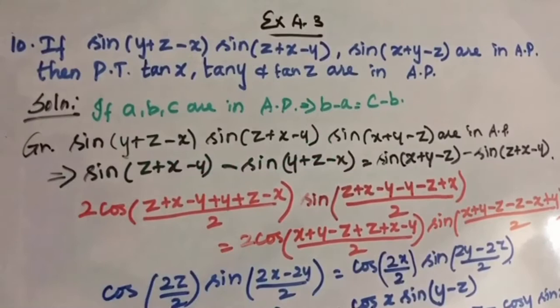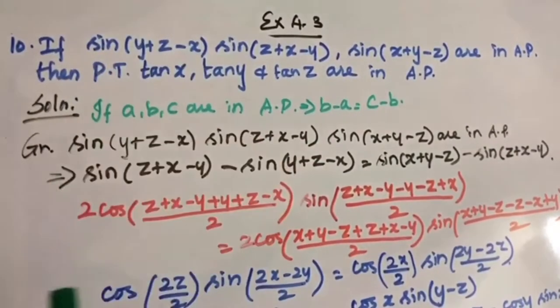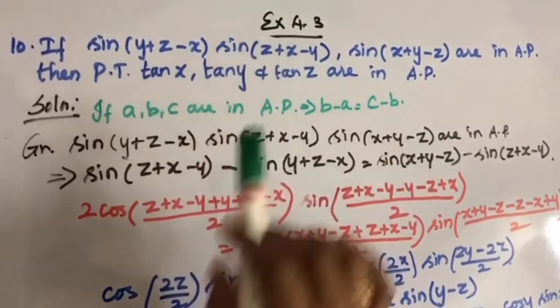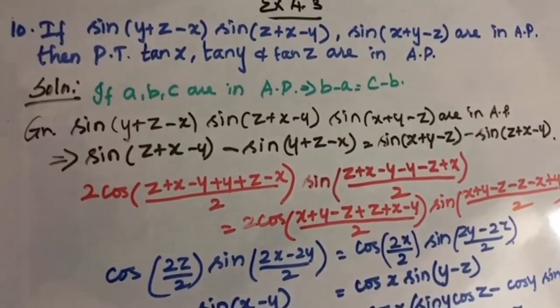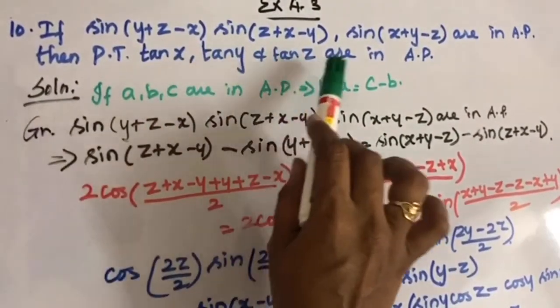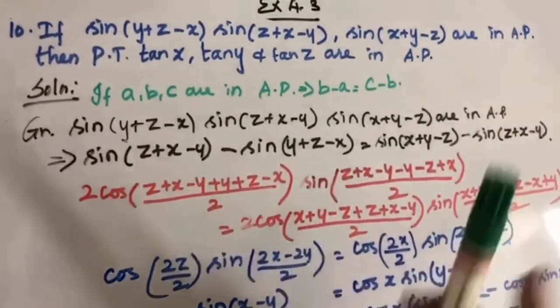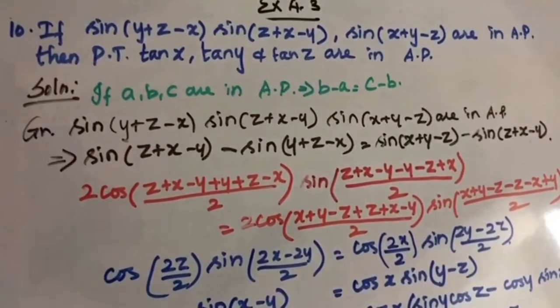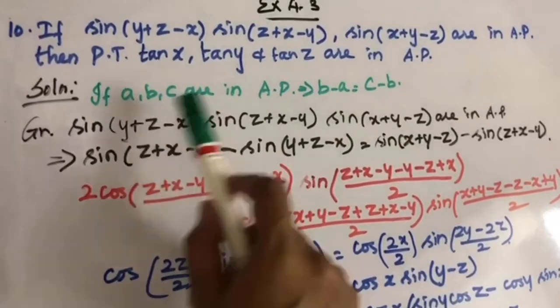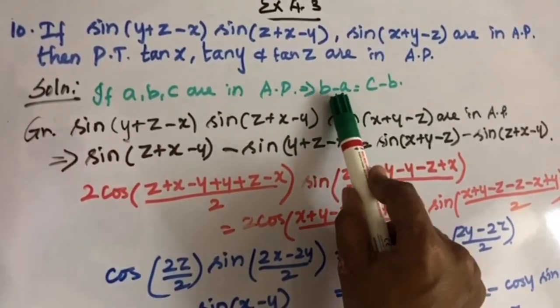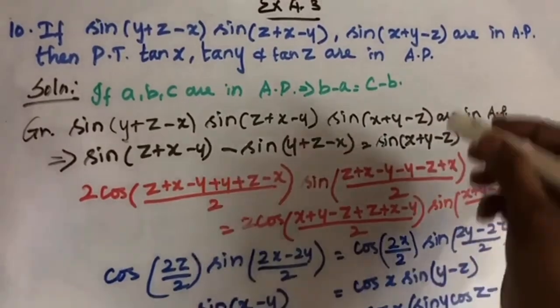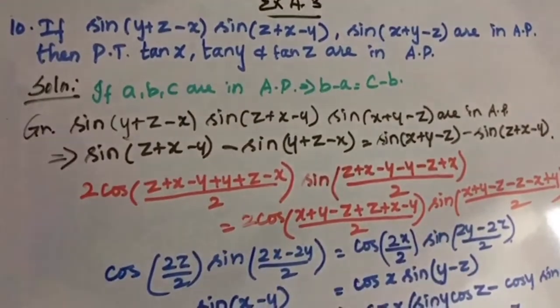10th problem. If sin(y plus z minus x), sin(z plus x minus y), sin(x plus y minus z) are in AP, then prove that tan x, tan y, tan z are in AP. AP means arithmetic progression. If 3 terms A, B, C are in AP, that implies B minus A is equal to C minus B. This is the general rule of arithmetic progression.